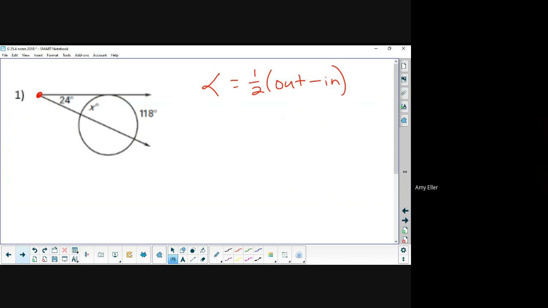Let's get started. Alex, what do you think the angle is? Yeah. Angle is that 24. Tyler, what do you think the outer arc is? Yeah, look at where it's shining. It's shining out here, it's shining right there. The outer or farther one is 118. Jacob, what's our inner arc? X.